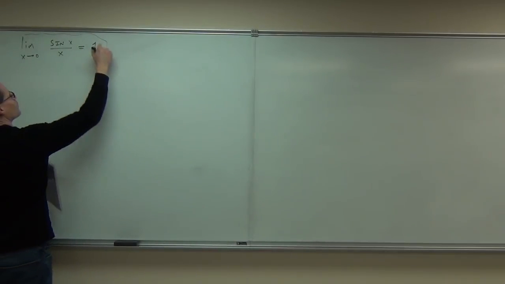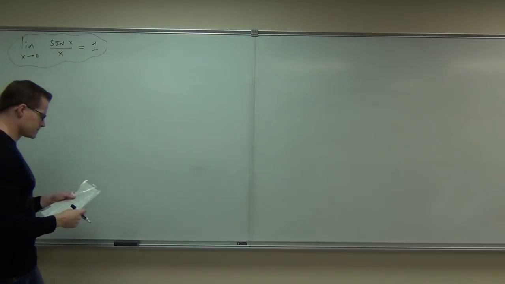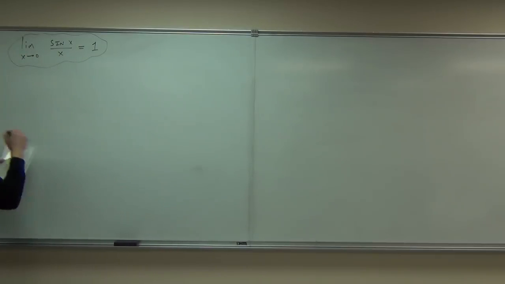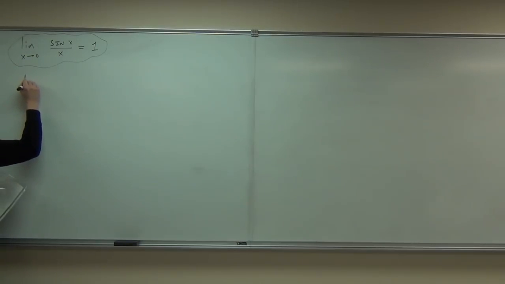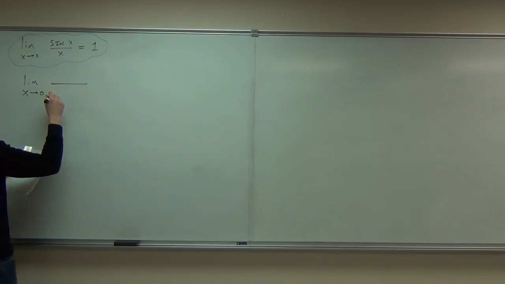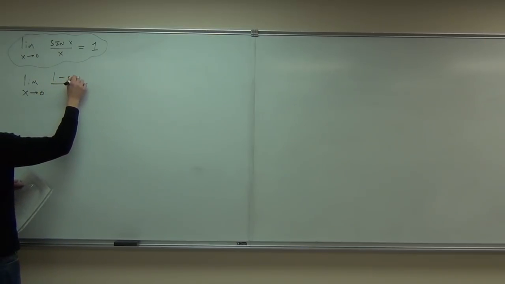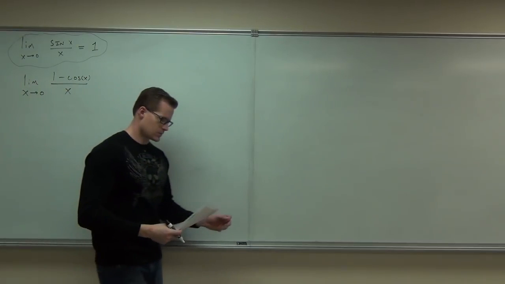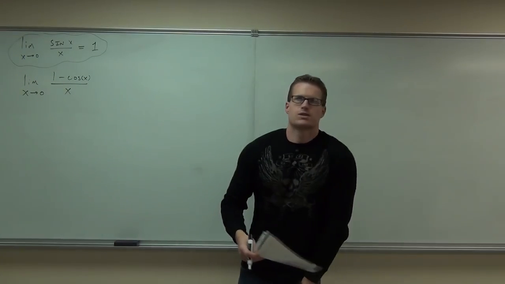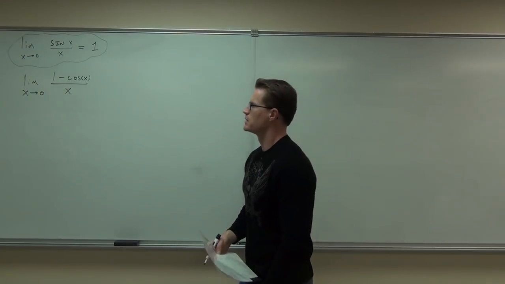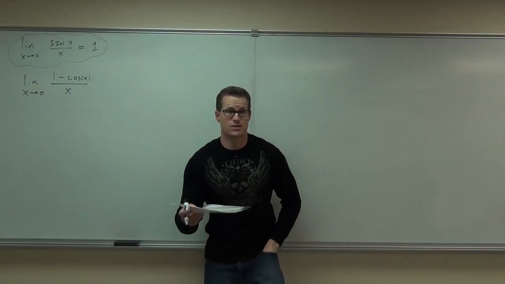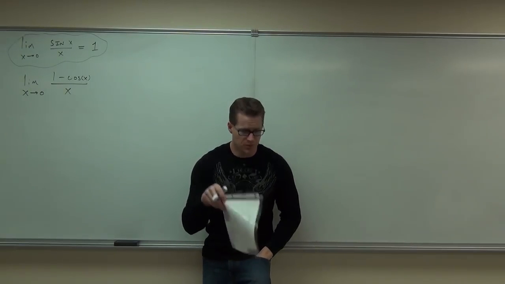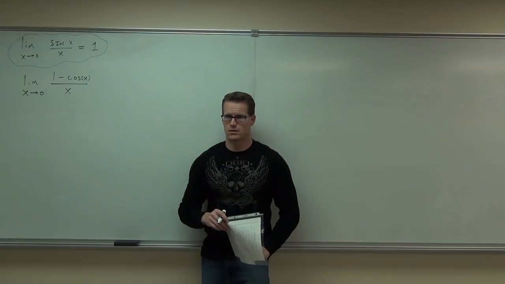So, number one thing. Can we find the limit as x approaches 0 of 1 minus cosine x over x? Well, let me ask you the question. Can you just plug in the 0? If you do plug in the 0, what do you get?